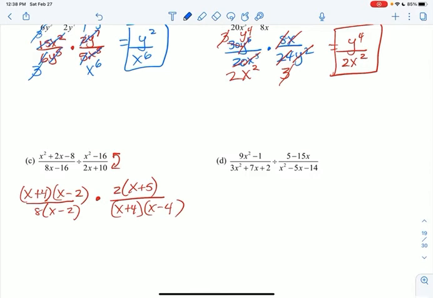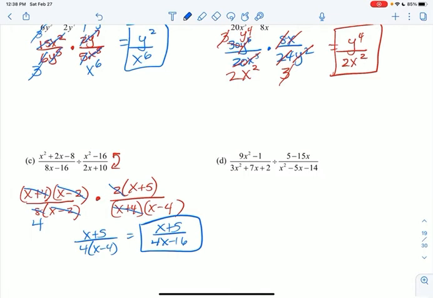And then I'm just going to cancel out x minus 2, x minus 2. X plus 4, x plus 4. And 2 goes into 8 4 times. So I'm left with x plus 5 on top. And on bottom, I'm left with 4 and x minus 4. And I'll just clean that up a little bit. And I'll be left with 4x minus 16.